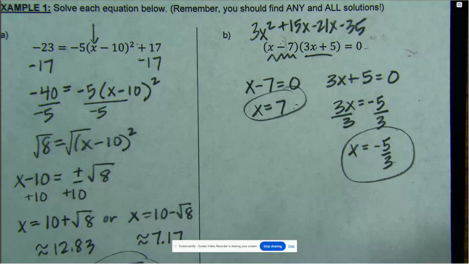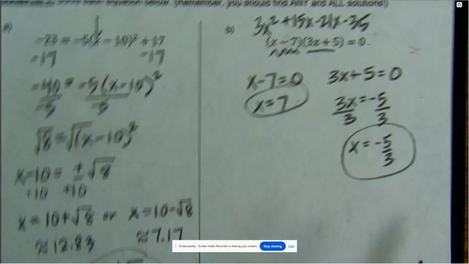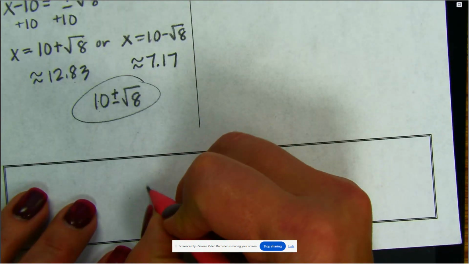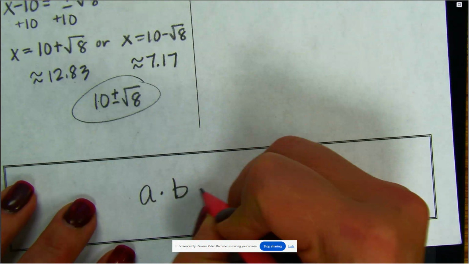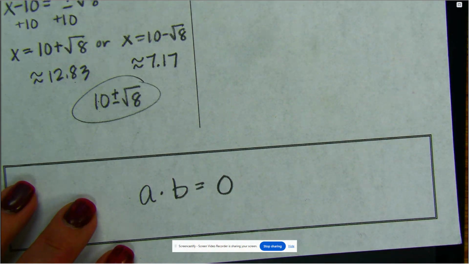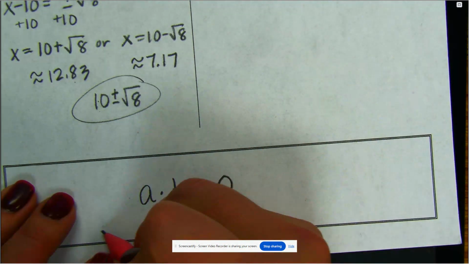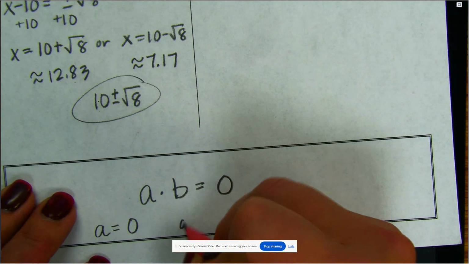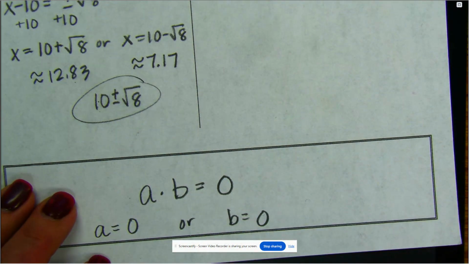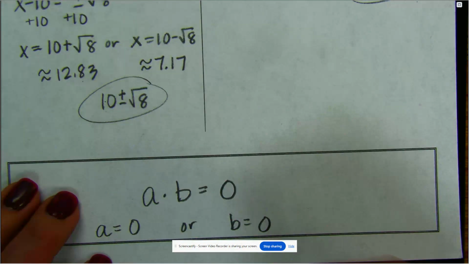With that, let's write that in a box down here about the zero product property. If you have something times something equaling 0, then either A must be 0 or B must be 0. That's called the zero product property.